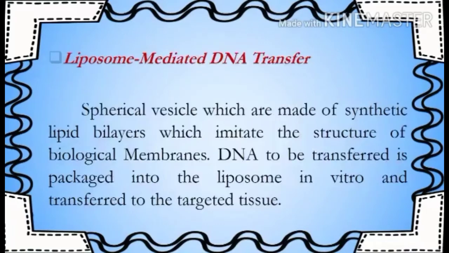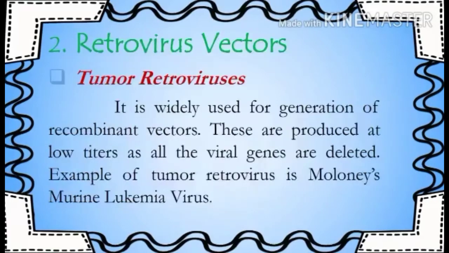Third one is liposome-mediated DNA transfer. Liposomes are spherical vesicles made of synthetic lipid bilayers, which imitate the structure of biological membranes. DNA to be transferred is packaged into the liposome in vitro and transferred to the targeted tissues. The second method of gene therapy is retrovirus vectors. These are RNA viruses which possess a reverse transcriptase activity, enabling them to synthesize a complementary DNA.